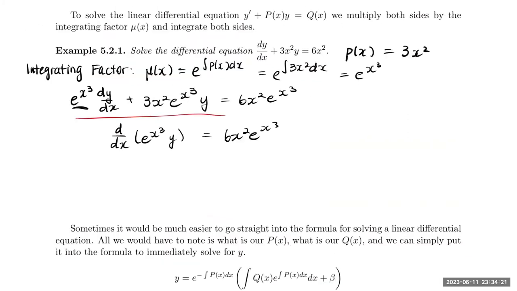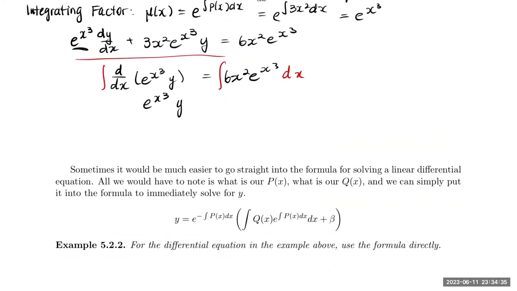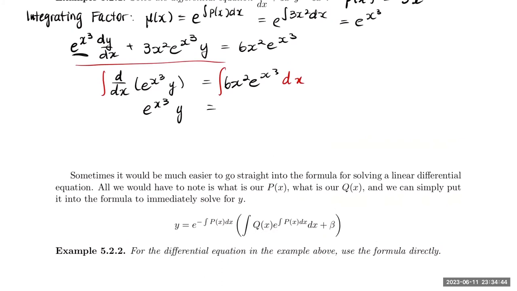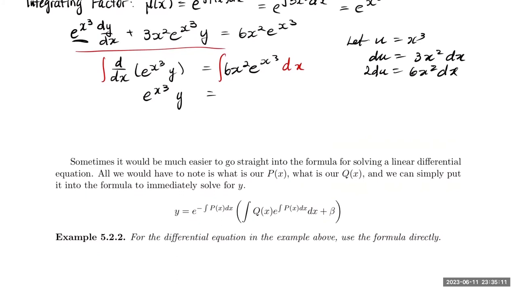Now integrating both sides with respect to x, so I'm going to take the dx here. The left-hand side just becomes e^(x cubed) y, because the derivative and integral will cancel out. Now the right-hand side. If we do this by substitution, if we let u be x cubed, du is 3x squared dx. So that means 2 du is going to be 6x squared dx, right? So that means 2, and then we saw the e^(x cubed) here. If I integrate this, I'll get 2 e to the power of u du, which is the same as saying 2e^(x cubed). So that's the integral here.